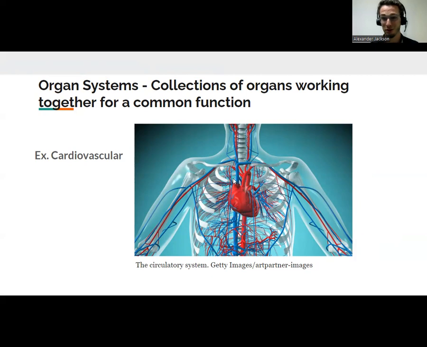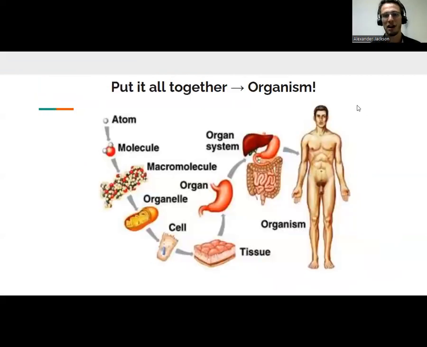Finally, you put the 11 organ systems you have into one working thing, and you have an organism, the human body. So that's one way that we can study human anatomy and physiology, is based on these levels of organization. And next time, we're going to talk about the 11 organ systems and see how we can study it at the organ system level.